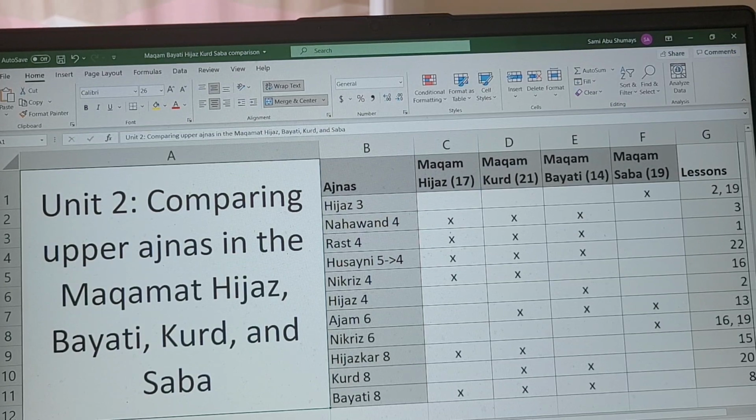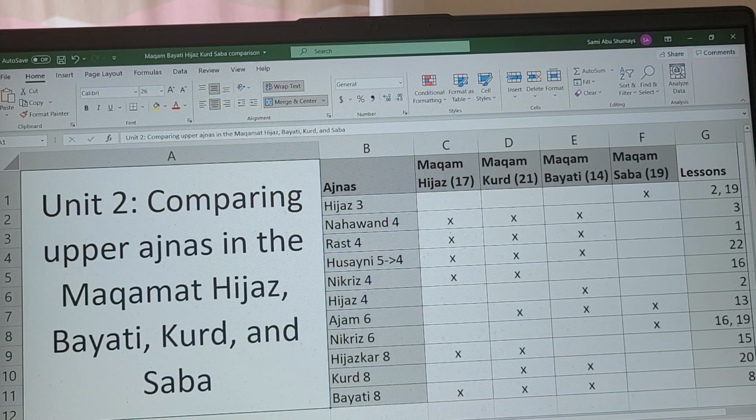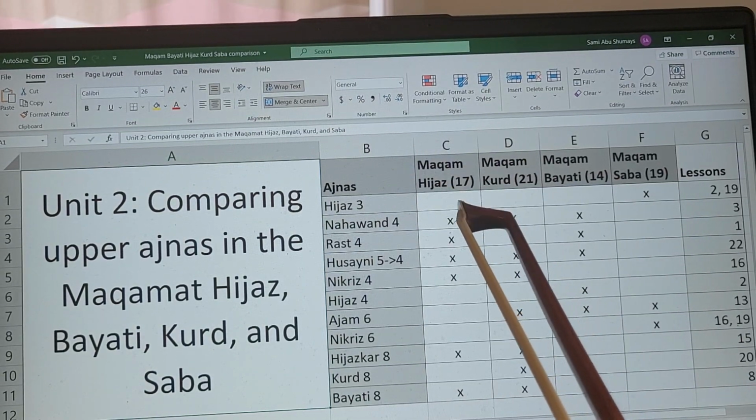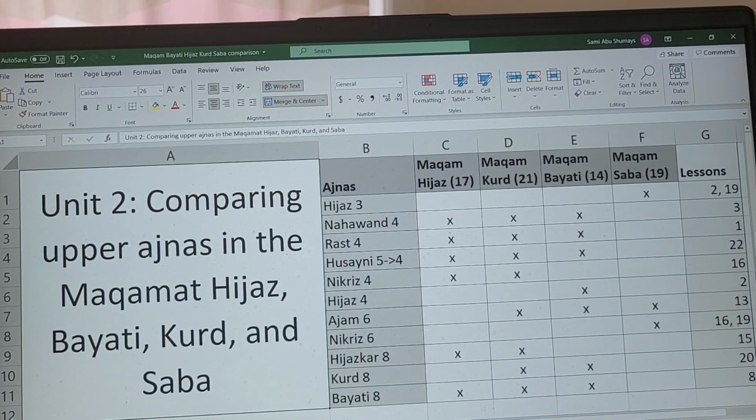8, 7, 6, 7, 8. Easily resolve that down. Hijaz kar, Nikriz, Hijaz. And that would be Maqam Hijaz kar, or the Hijaz kar ser within Maqam Hijaz, if that makes sense to you. Just watch the Maqam Hijaz lesson, number 17, and all of that is clear in that lesson.